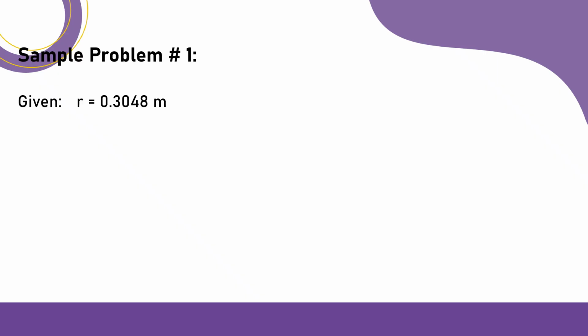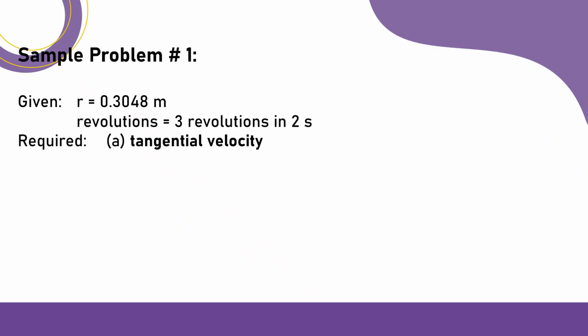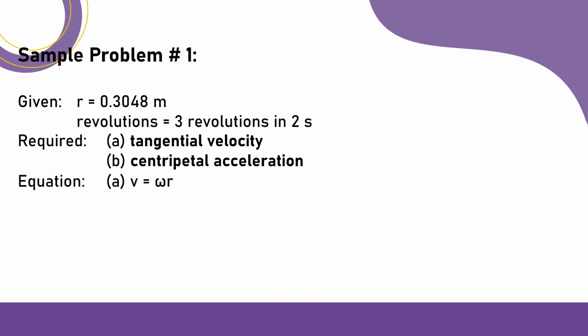To solve the problem, let's first identify the given variables. First we have the radius, which is 0.3048 meters. Then we have revolutions, so we have 3 revolutions in 2 seconds. And we are looking for the tangential velocity and the centripetal acceleration. Now we are going to use the formula for tangential velocity and the formula for centripetal acceleration. Now let's substitute the values to solve the unknown.